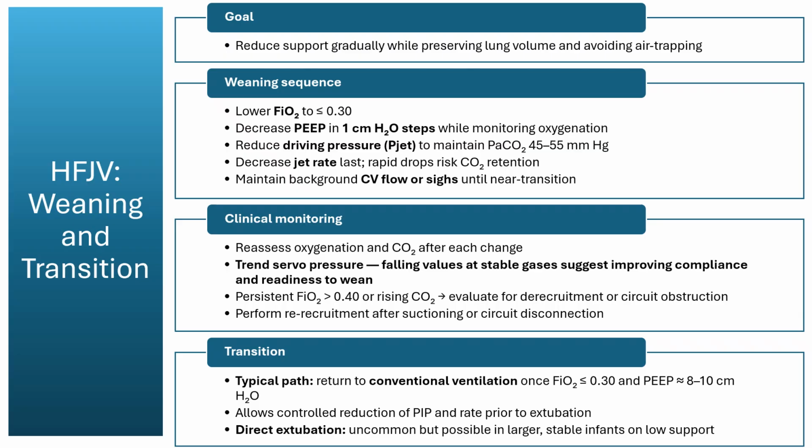and stability. Throughout this process, servo pressure trends help identify improvement in compliance. A gradual rise in servo pressure at stable gases reflects an easier-to-ventilate lung and readiness to wean. Conversely, a drop in servo pressure with worsening gases suggests airway obstruction, fluid accumulation, or derecruitment, requiring reassessment of PEEP or suctioning. Most infants transition back to conventional ventilation before extubation.